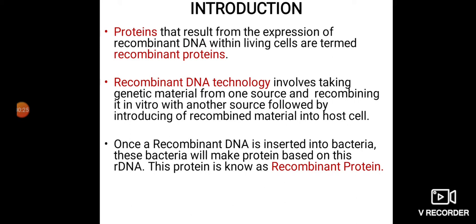So, first, in the production of recombinant proteins by using this particular method, proteins that result from the expression of recombinant DNA within a living organism or cells are called recombinant proteins. This is being done very commonly in bacteria. They are producing it in yeast cells, and in insect and mammalian cell lines.